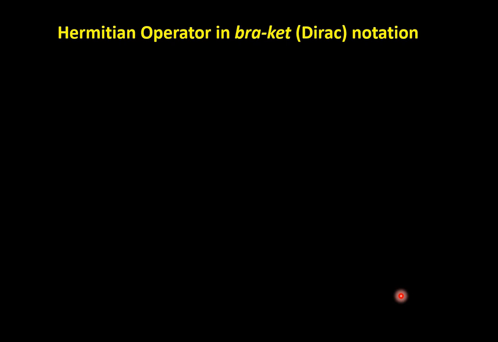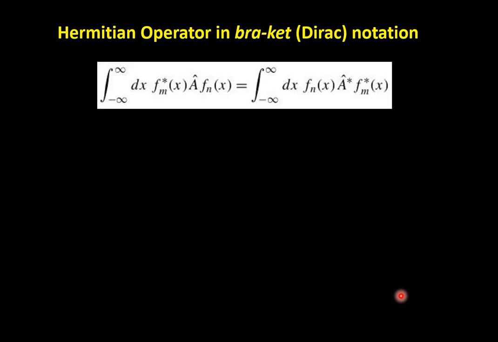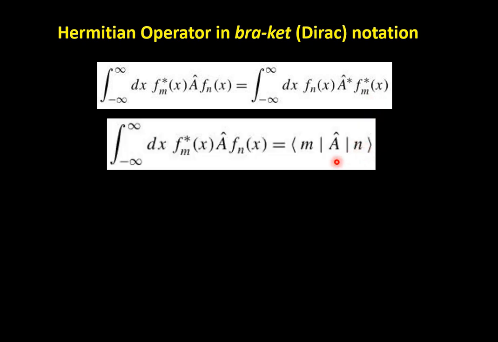Now we are going to introduce a new, very precise, compact and easy to use notation. We call it Dirac's bra-ket notation. Let us see how it looks. So this is the definition of the Hermitian operator in integration form, ψm* A ψn equals ψn A* ψm*. Now we are trying to get the Dirac notation, the bra-ket notation.